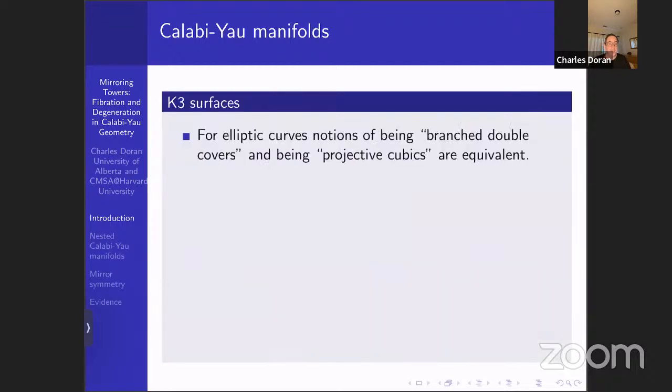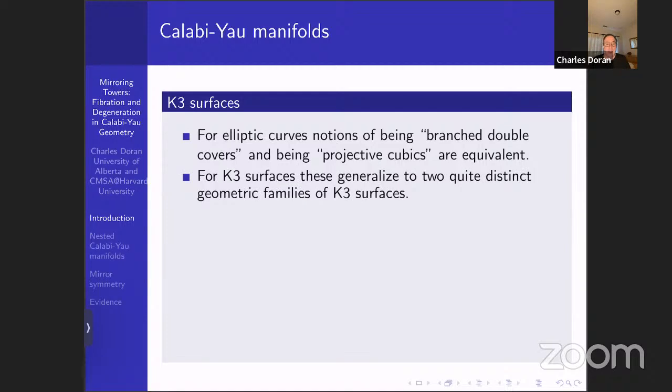What about going up in dimension 2 to K3 surfaces? Well, for elliptic curves, we saw that being a branched double cover, like the Legendre family, and being a projective cubic, like a cubic curve in P2, are essentially equivalent. You get all elliptic curves realized in those ways, and you can actually have nice formulas translating from one normal form to another. For K3 surfaces, these have completely different generalizations. There are distinct geometric families of K3s.